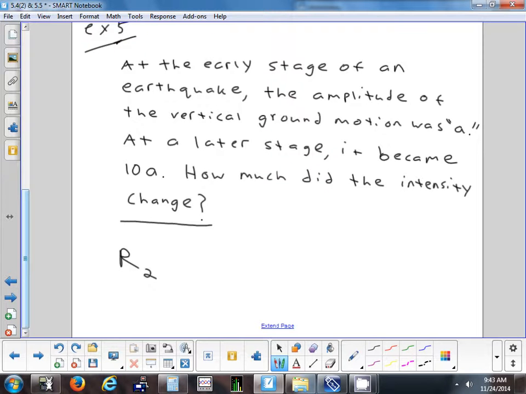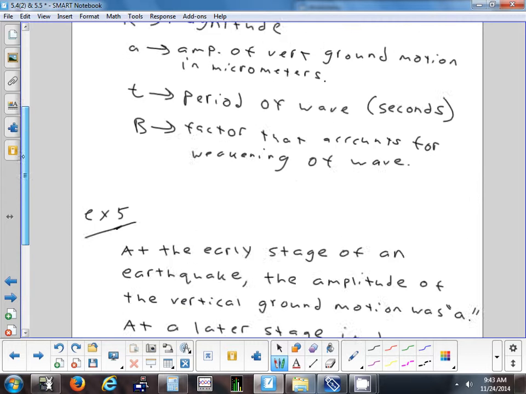So let's find the measure on the Richter scale at one point minus the measure on the Richter scale at a different point. Let's let this be when the ground motion was 10A, just because that's bigger. Usually when you find a change, if we want to keep it as a positive number, you've got to do bigger minus smaller. And we'll let the time on the R1 be when the ground motion was only A. So now we have to fill that into our formula.